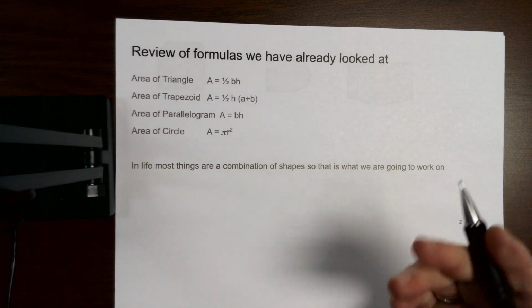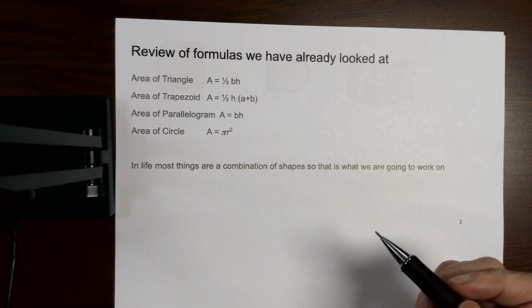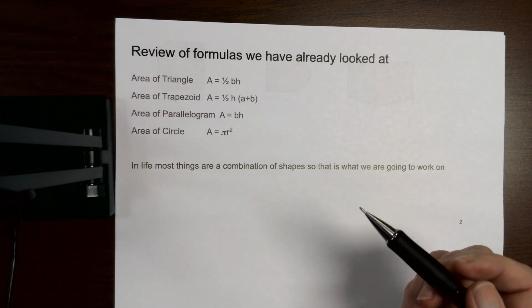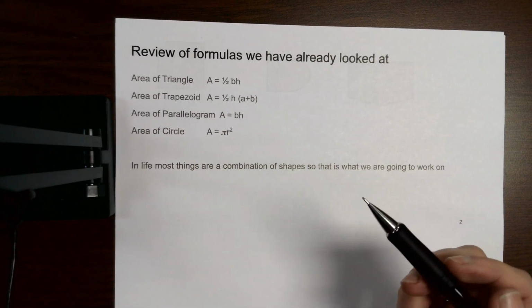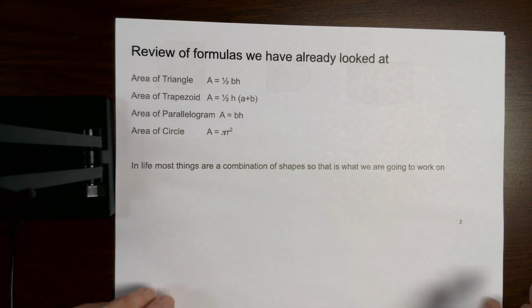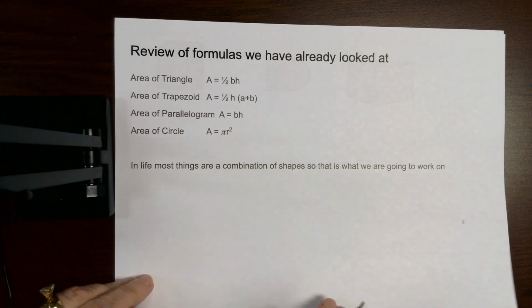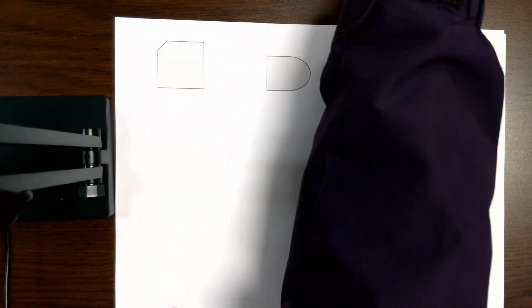In most things in life, it's a combination of shapes. You don't typically have a lot of just single triangles. It might be a triangle and a circle, or a triangle and a trapezoid. So most things in life are a combination of these shapes we've worked on.